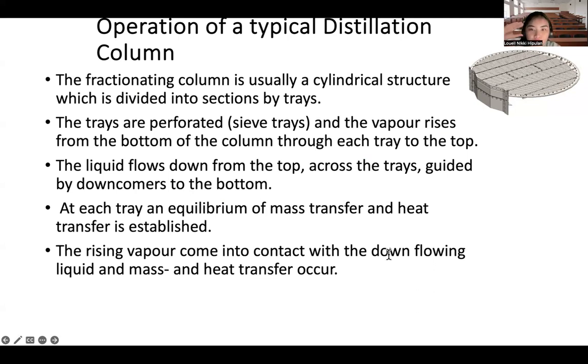So yung column is divided into sections by trays, which is critical for the separation process because it allows for multiple stages of contact between the rising vapors, which helps in your separation process. And then, ano yung function ng trays mo? So, there are sieve trays in between your sections. So, it's called sieve tray or perforated tray. So, yung trays are usually perforated, or they are also known as sieve trays because these perforations allow vapor to rise through the liquid sitting on the tray, enhancing contact and transfer processes.